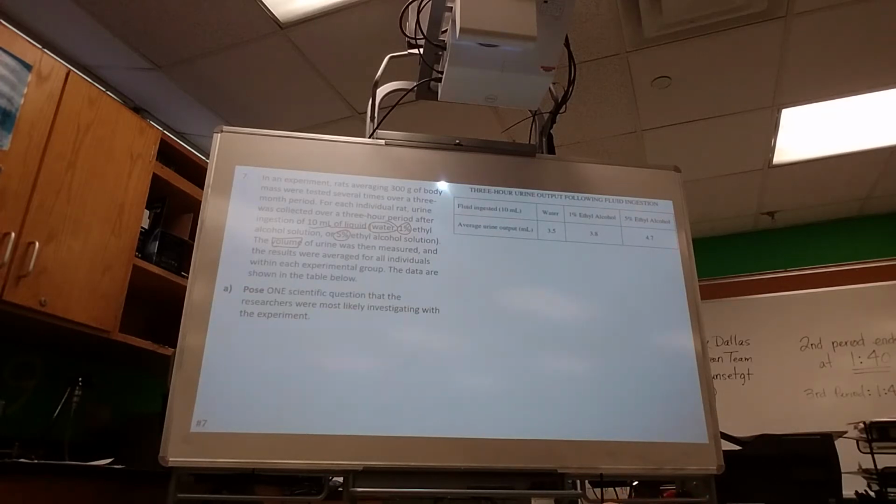What was our independent variable? Well, not the water. The urine was what we measured. So our dependent variable is our urine volume. And then the independent variable is the rat. No. What else is changing in this experiment? Oh, is it the solution? I knew it. So the independent variable is the concentration of alcohol.